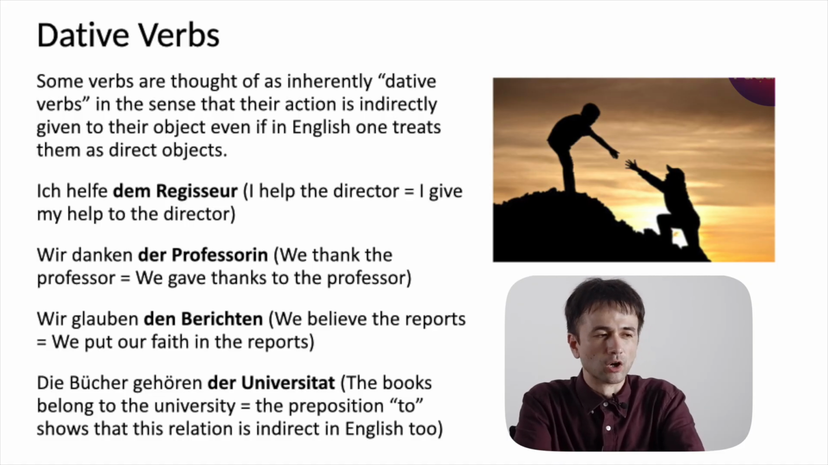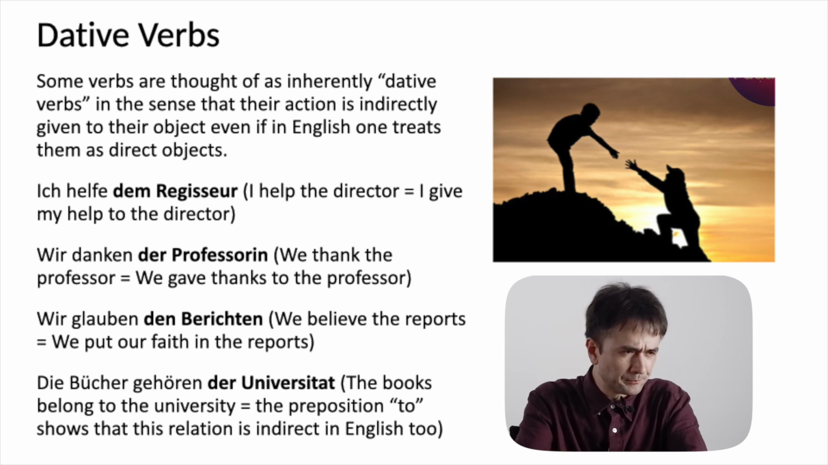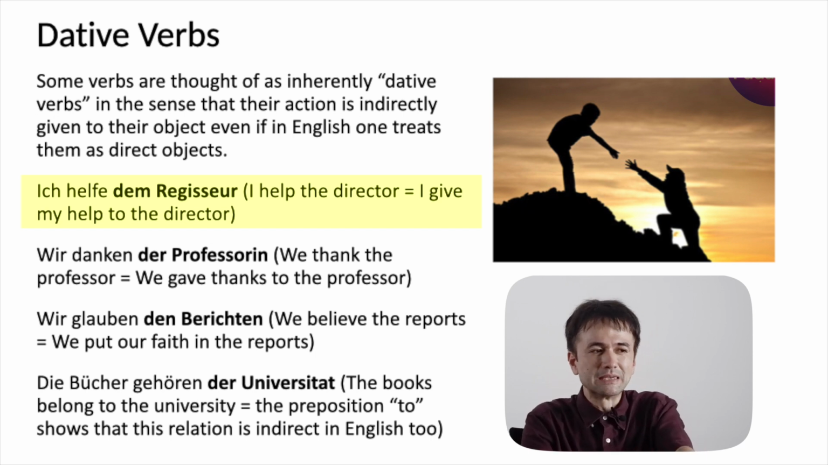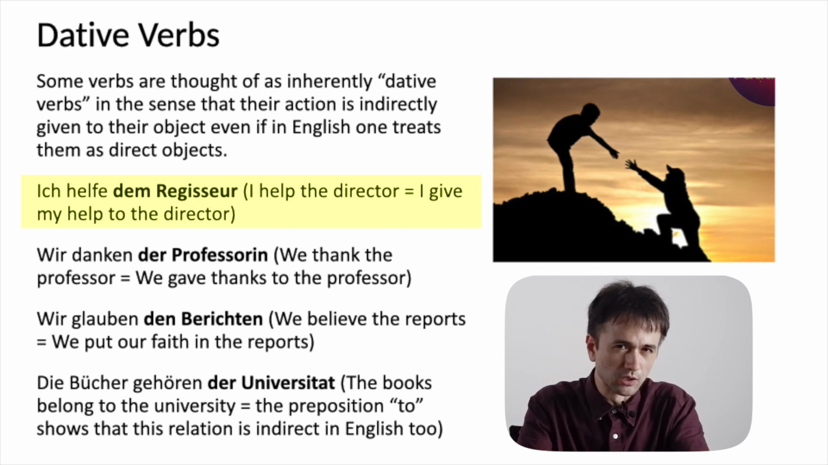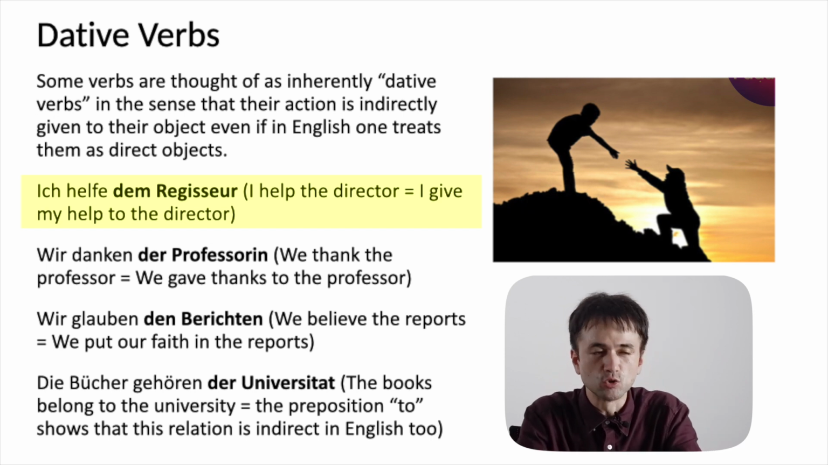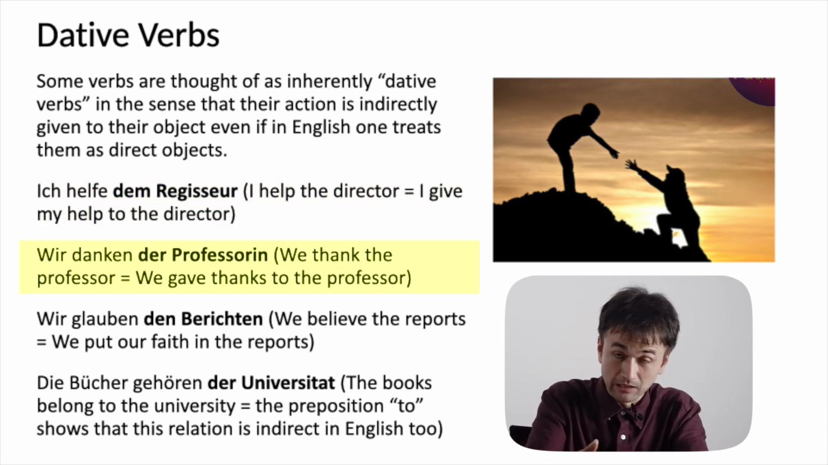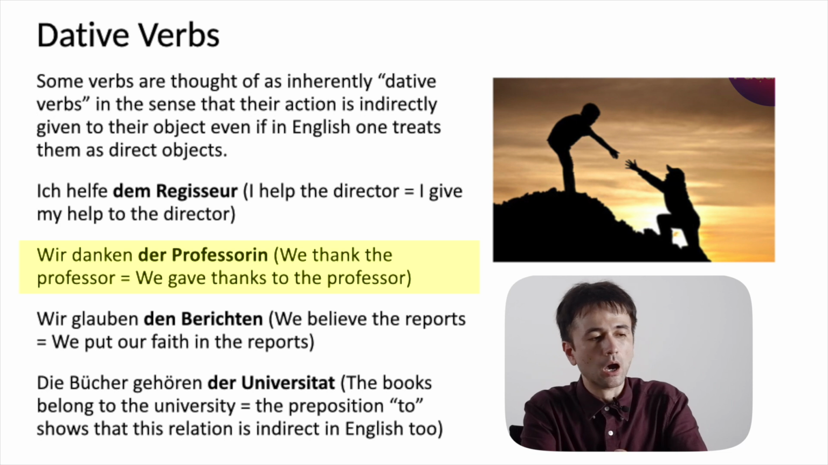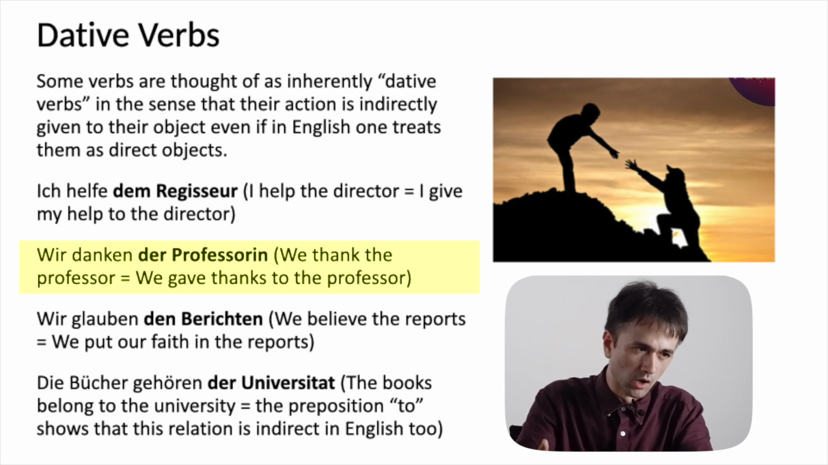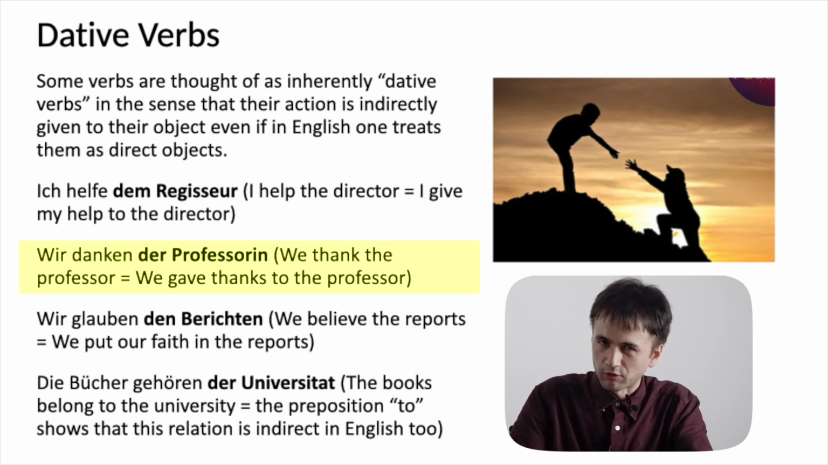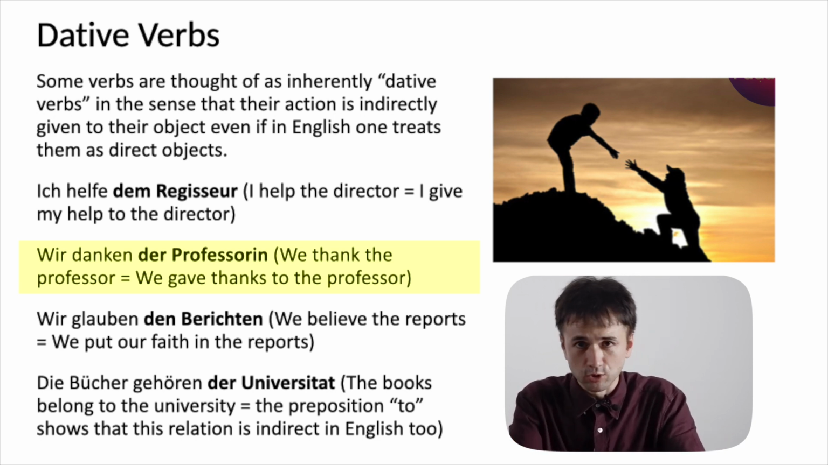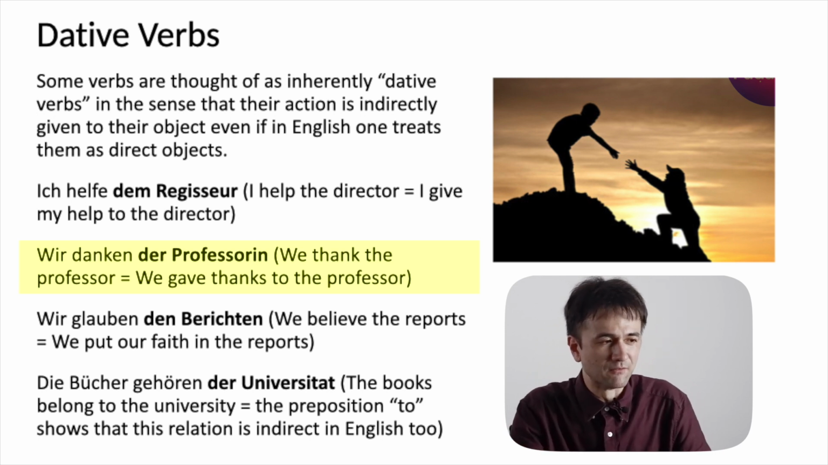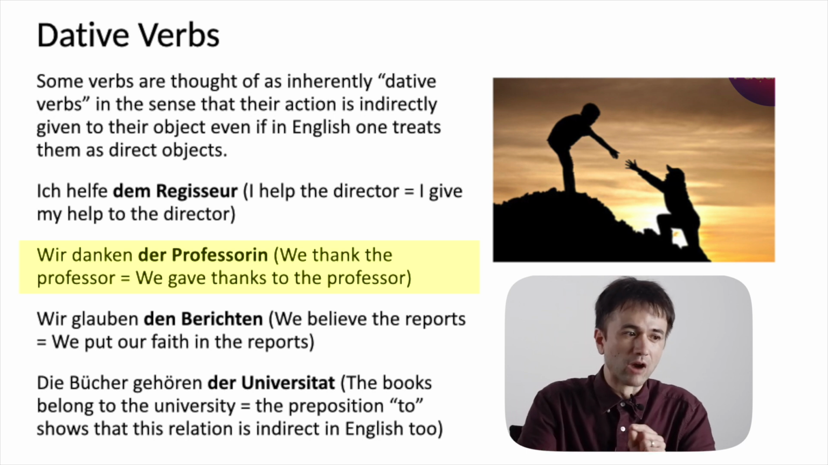For example, there is the verb helfen, or to help. Well, in English, you say, I help the director, but what you're really saying, I think, is that I'm giving my help to that person. And this is reflected in the German, ich helfe dem Regisseur. Similarly, thanking is treated in English as a direct object oriented verb, but in German we can see more clearly the indirect nature of it because it's really more like I'm giving my thanks to the professor. There's some old hymns in the English language, for example, which talk about giving thanks to God. Well, that's really what you're doing. So in German it would be wir danken der Professorin rather than we thank the professor.